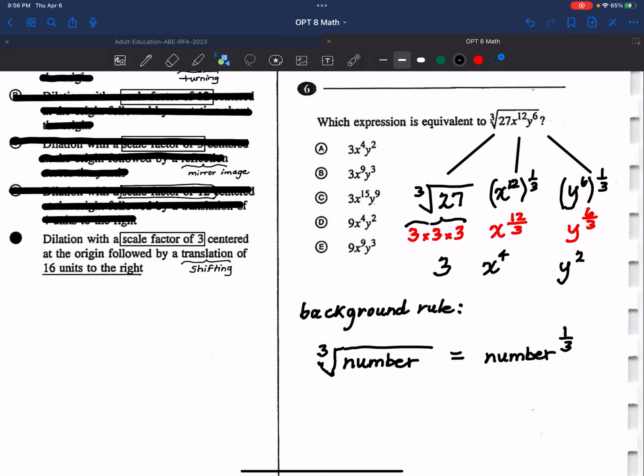And there's your answer. This is what you're looking for. This is testing your knowledge of those rules of exponents. And the answer to this one is A.